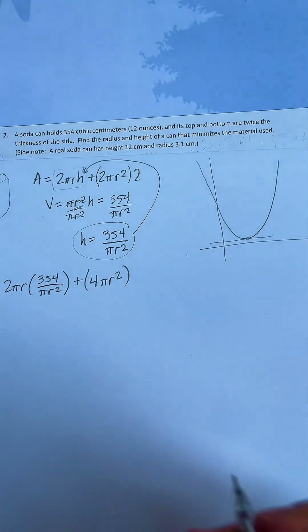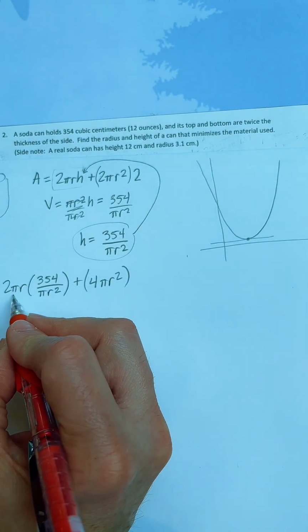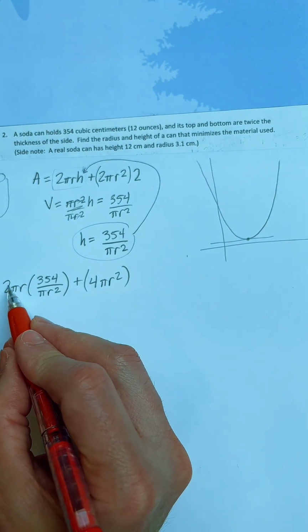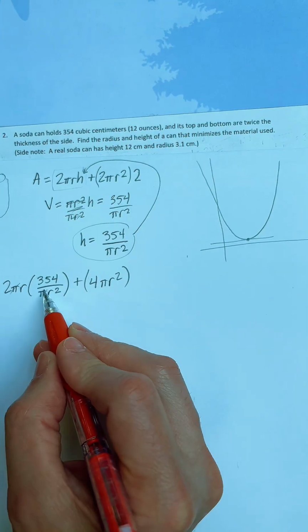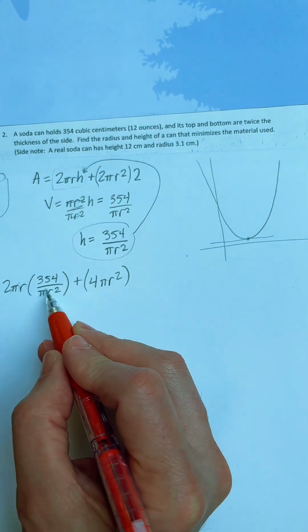Let's keep this set up. Okay. So now I'm going to multiply the 2 times this, and essentially I could cancel out these pi's, and then one of these r's could go away.